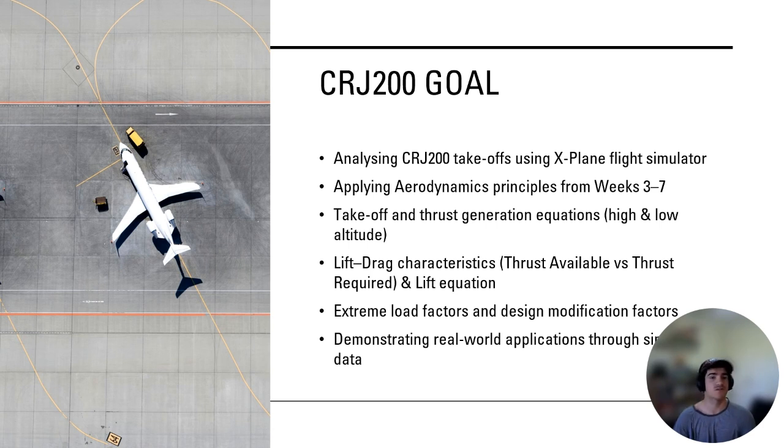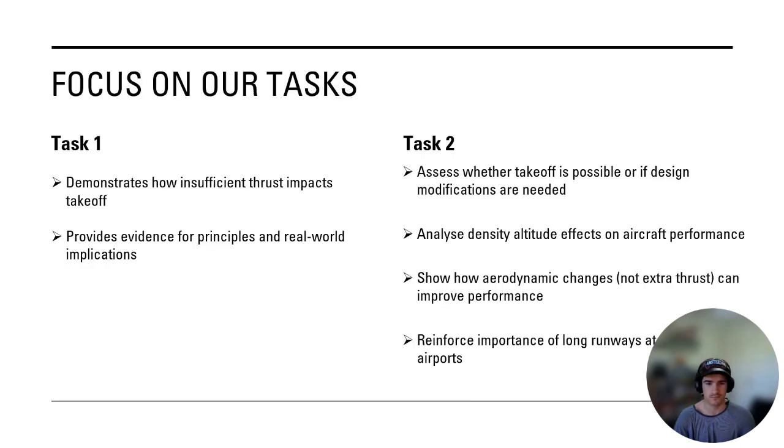For our task, we'll divide into two main sections. First, we'll be determining the minimum thrust required for safe takeoff at Brisbane Airport at standard sea level conditions that the CRJ can operate at. And by doing this, we will help provide evidence for our principles, how different factors can impact takeoff, and how this can integrate to real-world applications, showing us what happens if thrust is too low.